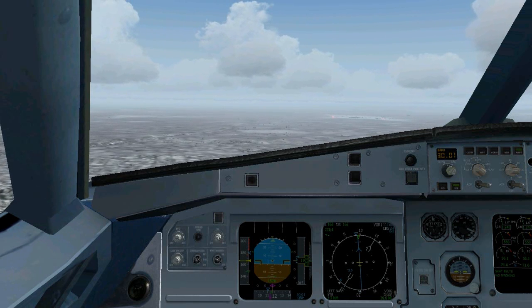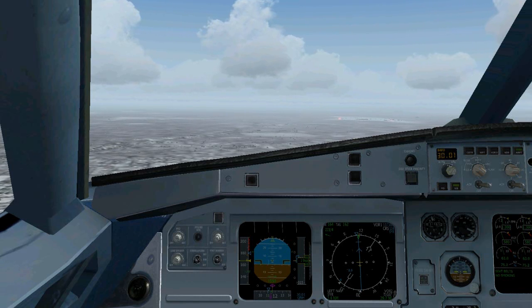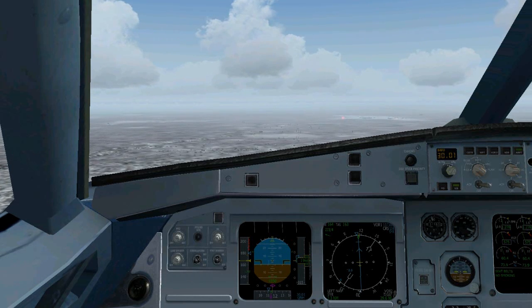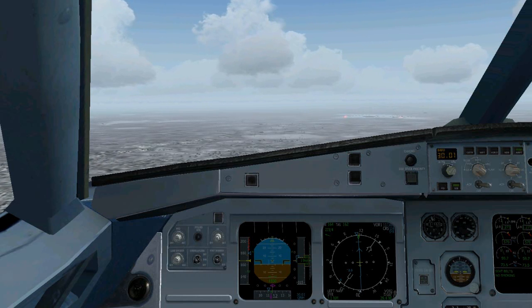Now there are a few things that are going to happen once we reach the Syracuse VOR. We're going to depart the Syracuse VOR for our final approach heading of a 131, and that's going to be a radial of 131 from the Syracuse VOR. That's our final approach.